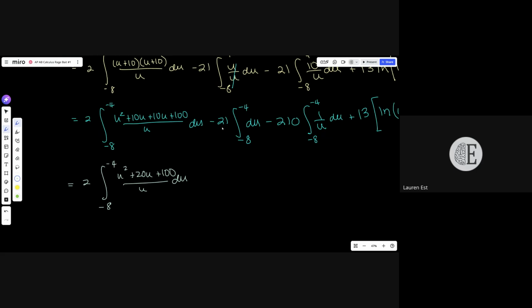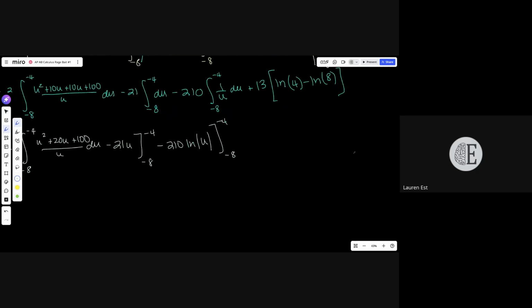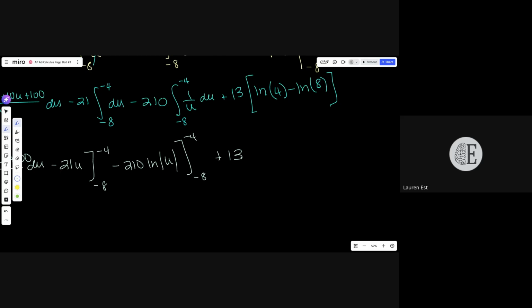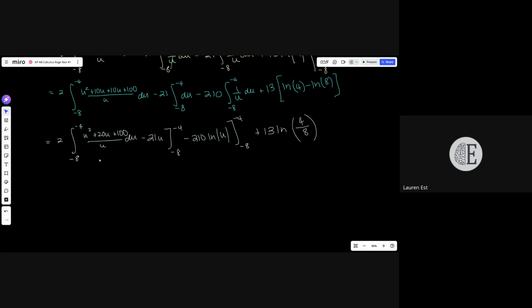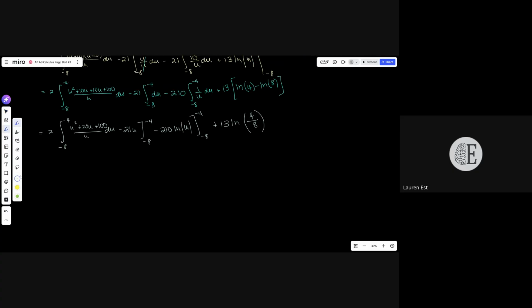I'll address that in a second. This, if I integrate du, that's just going to be u, right? So -21 u from -8 to -4. And then this is going to be minus 210 ln absolute value of u again, right? And this would be from -8 to -4. And this is 13. ln of 4 minus ln of 8, I can condense to be ln of 4 over 8.